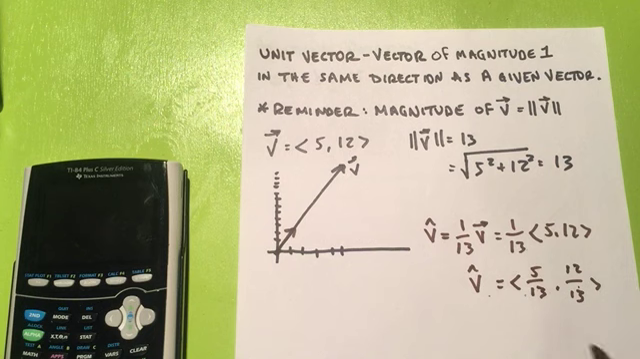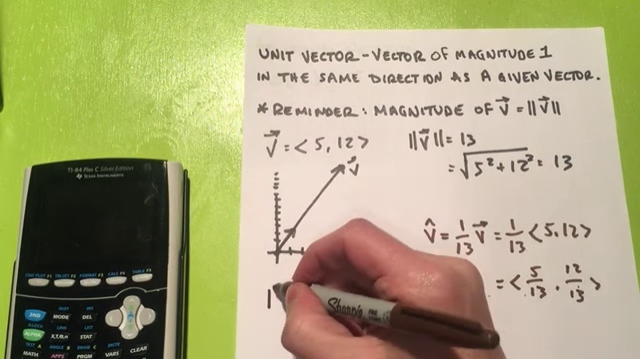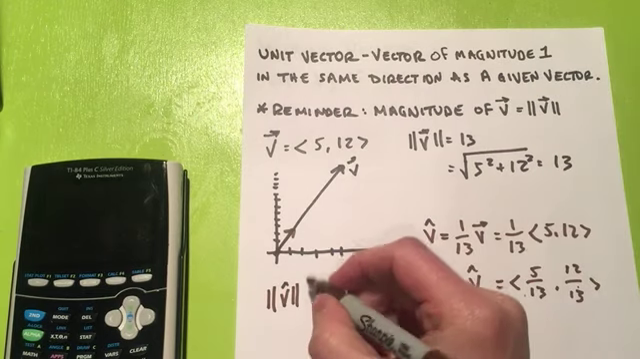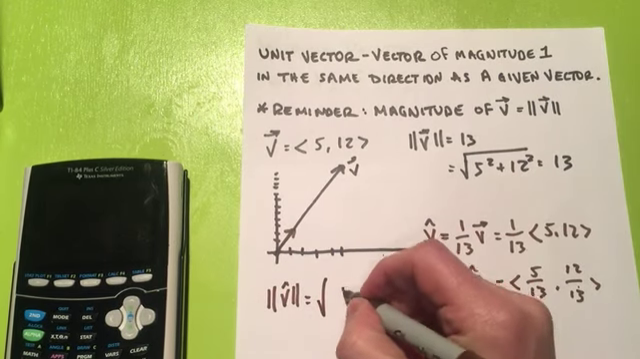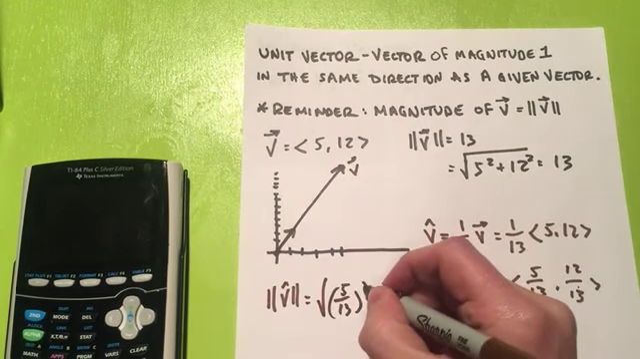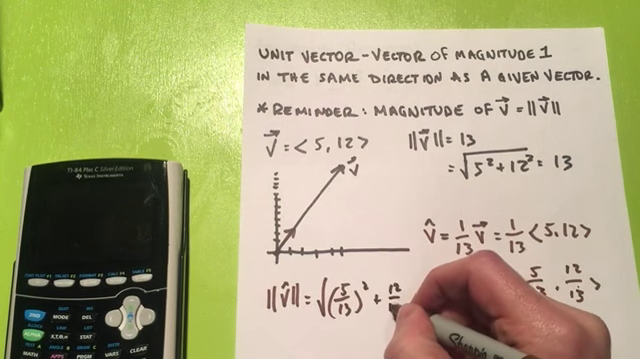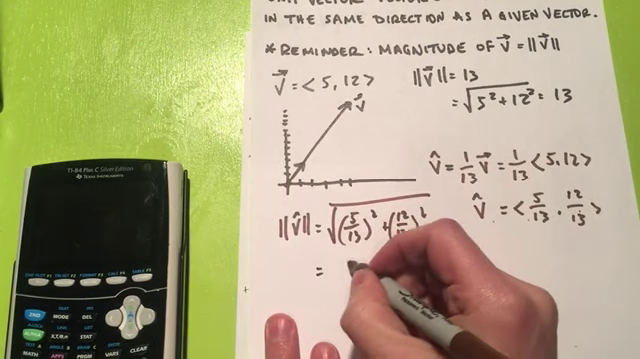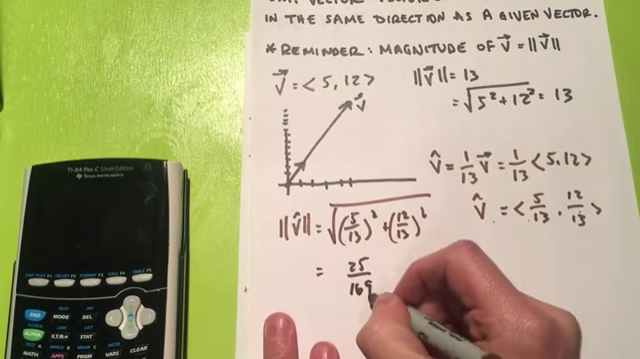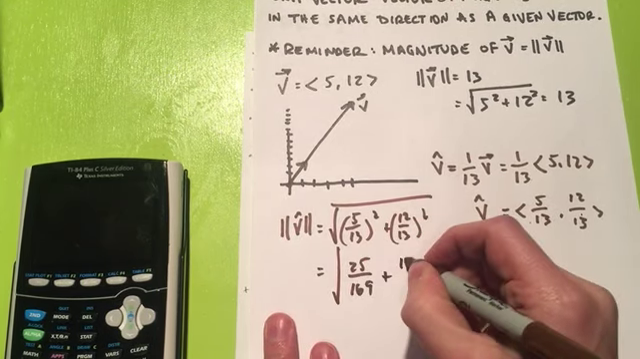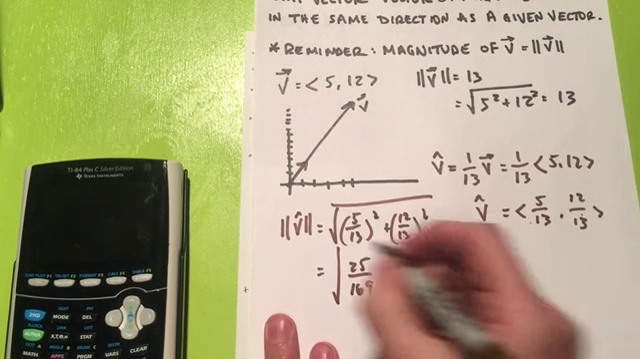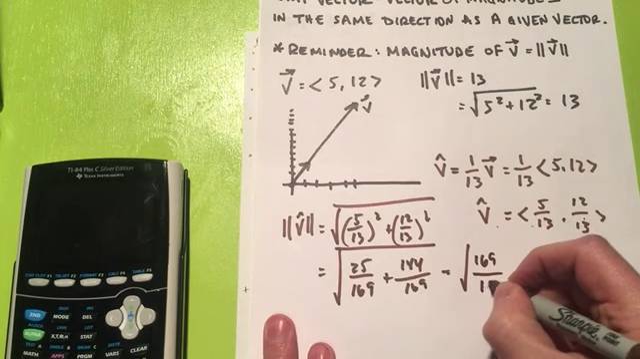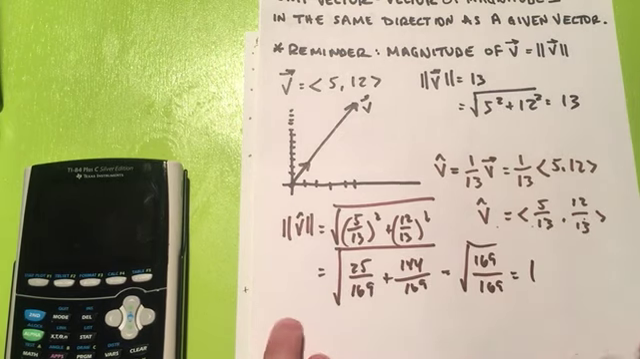Why this works, let's just check that the magnitude of this is in fact 1. The magnitude is 1 for our unit vector. We would have the square root of 5/13 squared plus 12/13 squared. That's 25/169 plus 144/169. We've got the square root of 169/169. We have 1.